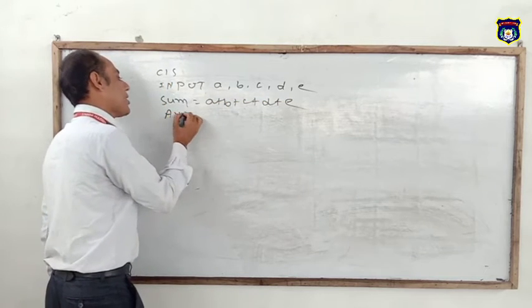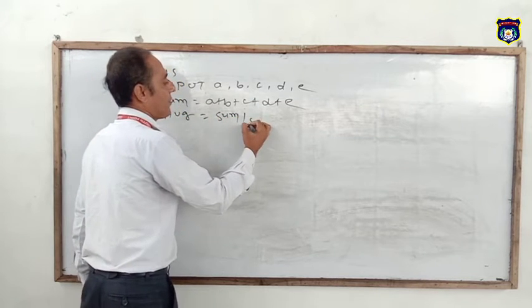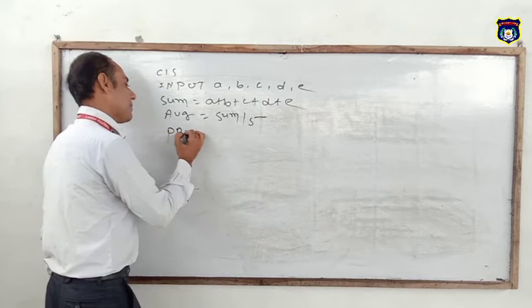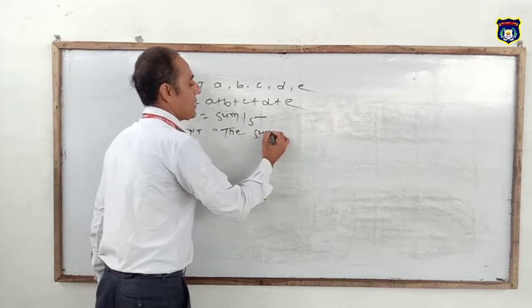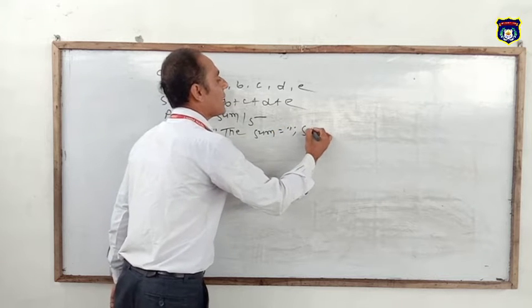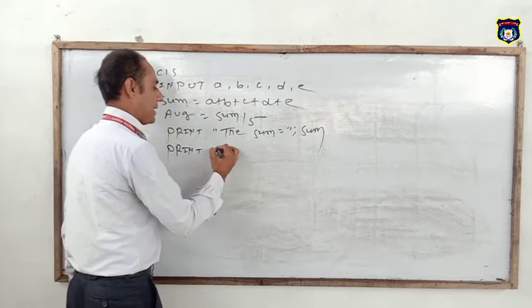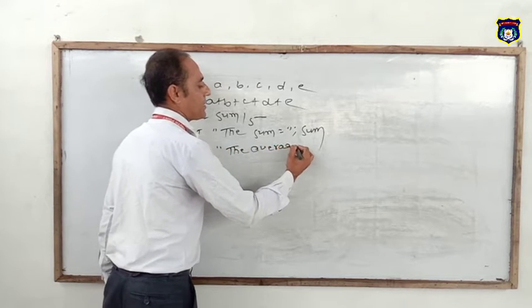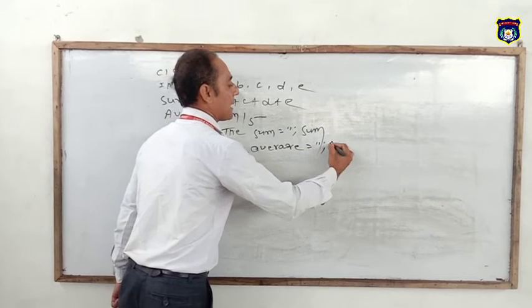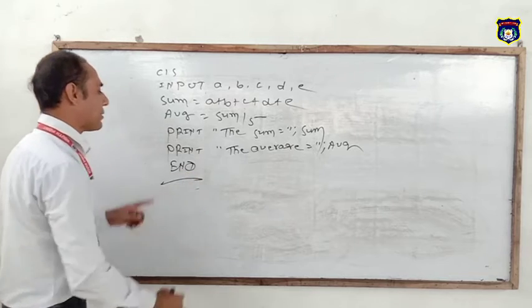After that, the average is equal to the sum divided by 5. Print the sum equal to, close the quote, semicolon, sum. And print the average equal to, close the quote, semicolon, average. Finally, the program is terminated by the end statement, which is a reserved word.